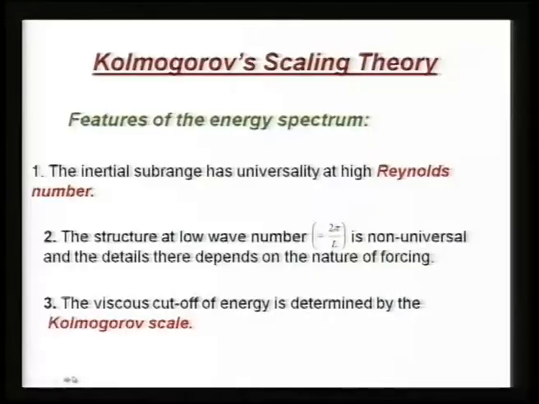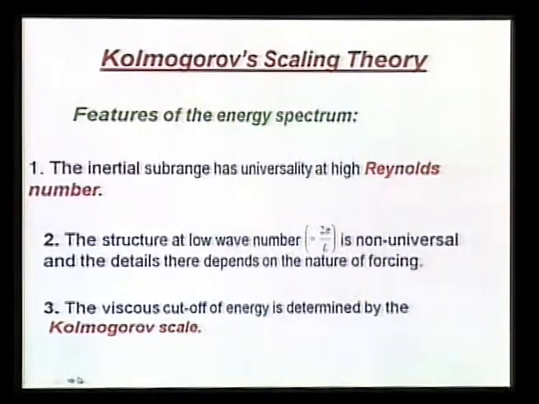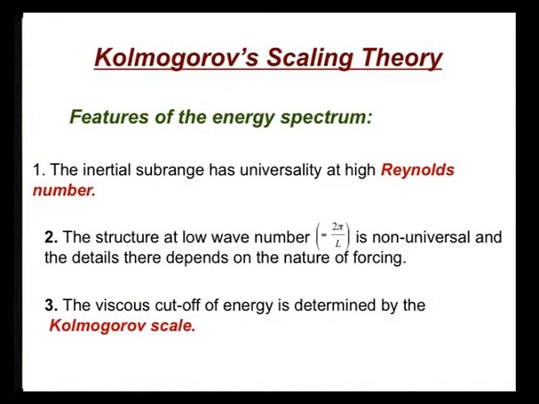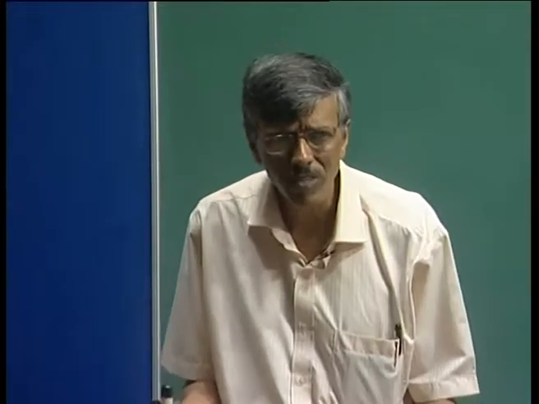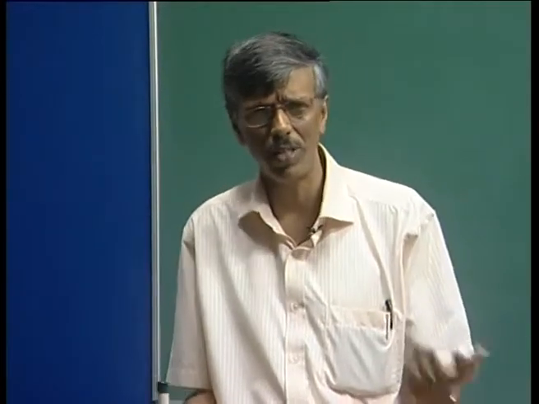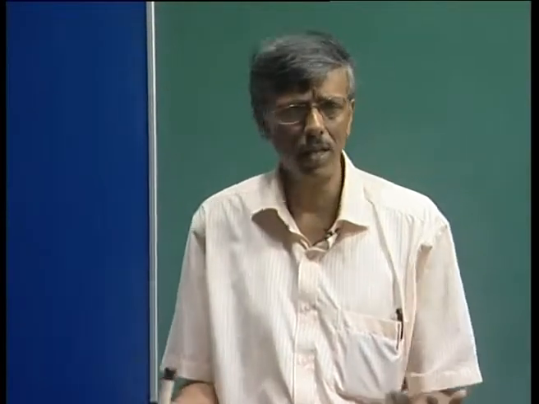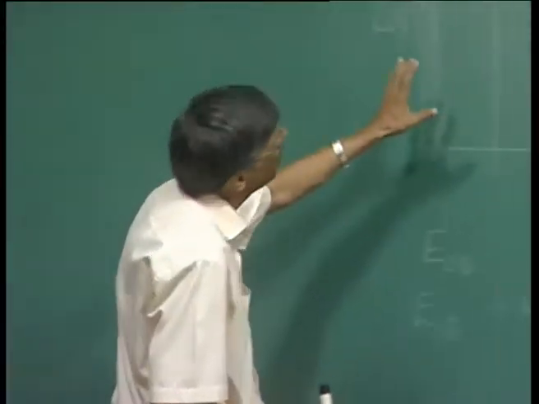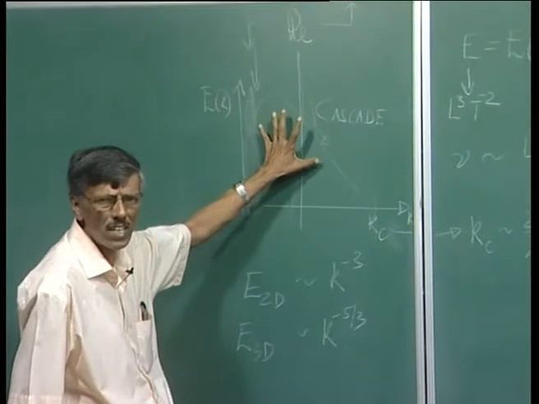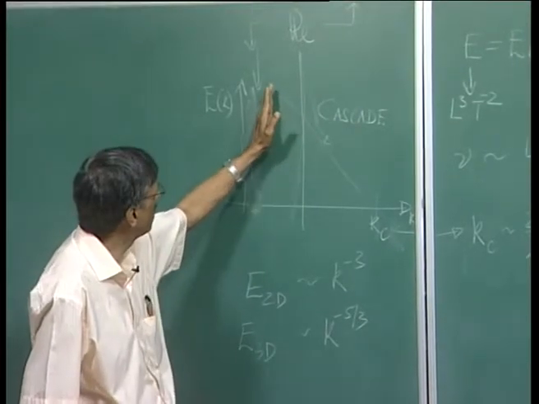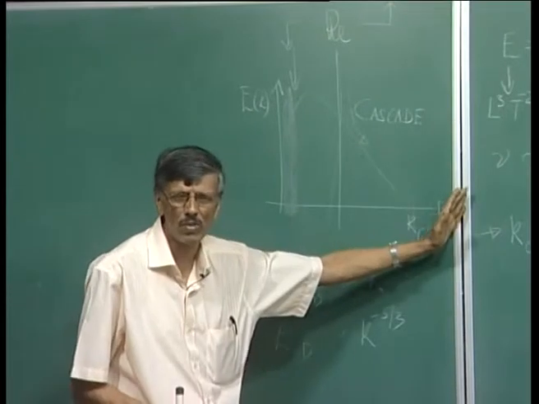Now, what we could do is talk a little bit about the features of this energy spectrum. The inertial subrange has universality only when you are talking about really high Reynolds number, because the flow has to suffer those instabilities to go from laminar to turbulent flow. And you do need a significant stretch where this is independent of what is happening on this side and what is happening on that side.